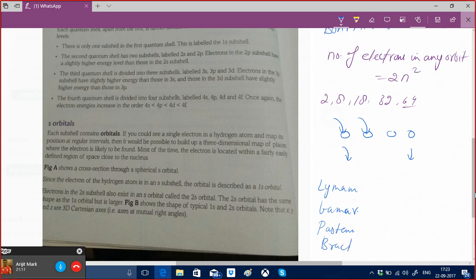But I want to first understand what it says here: there's only one subshell in the first quantum shell, and this is labeled as 1s. So I want to understand which is 1s, which is 2s, which is 4p, and all of those.